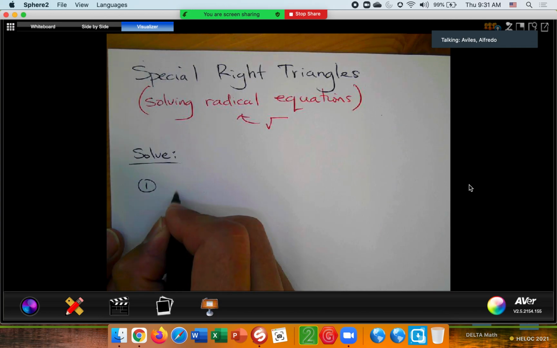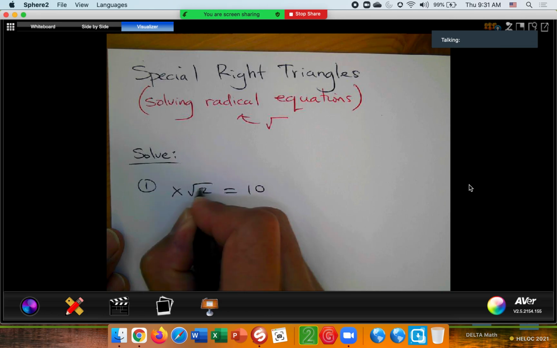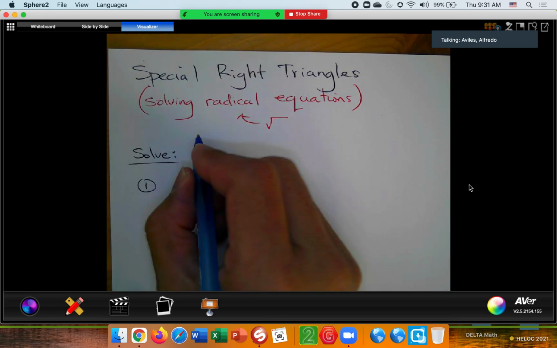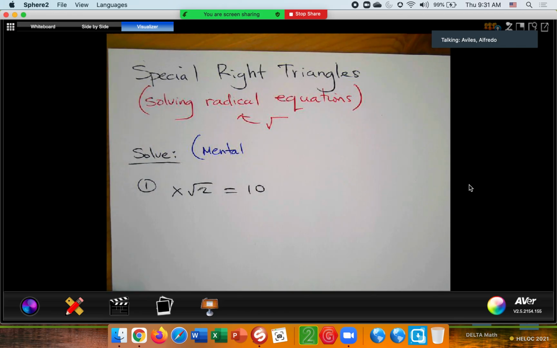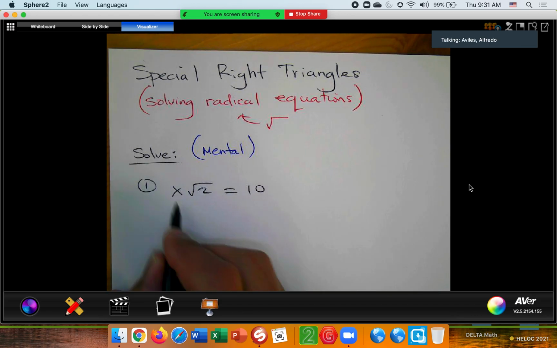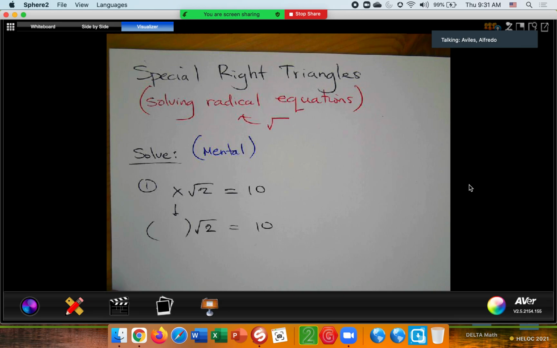Like number one, if I have x root 2 equals 10. Right now we're solving it this kind of mental math way. I don't want you to do that anymore. It's good that you can do it. For some of these you can do it and it'll work out. But then I'm going to show you how it doesn't work all the time, right? So again, how did I tell you to look at this? Well, what times root 2 can give me this answer 10, right?